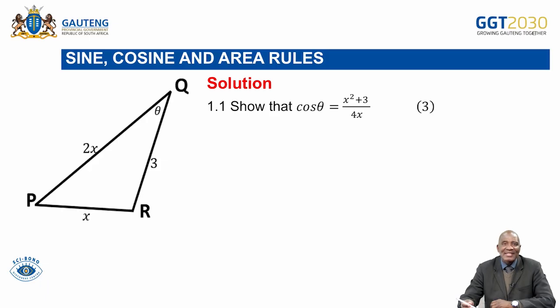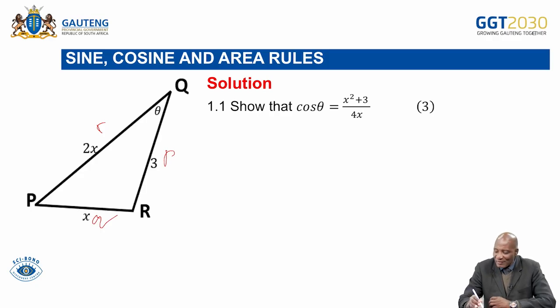Yes, first things first, we need to use the cosine rule. We have 2 sides and an included angle. This is where you use your cosine rule. I will start by labeling my sides. The side opposite a big letter is a small letter. So this is my small q, opposite big Q. This is my small r, and this is my small p.